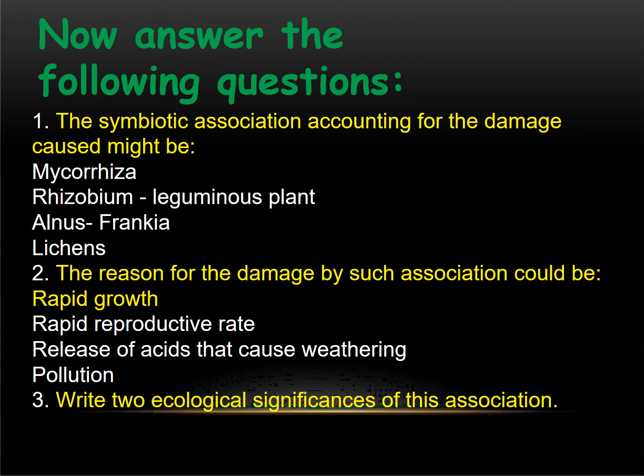There are many ecological significances. One, lichens form the pioneer species in any ecological succession. Second, lichens help in soil formation. Third, lichens act as pollution indicators and detect the pollution of air with sulfur. If the air has sulfur dioxide, the growth of lichens will not occur.